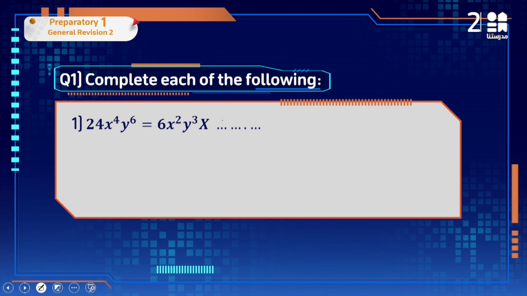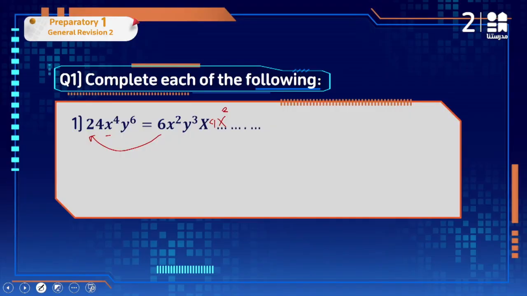x to any power to multiply it by x to the power of 2 to get x to the power of 4. So, it is x to the power of 2. Then, 6 times what is 24? 6 times 4. Y to the power of 3 times what will give us y to the power of 6? So, it is y to the power of 3, because when we add 3 plus 3, we will get y to the power of 6. So, the final answer is 4x squared y to the power of 3.